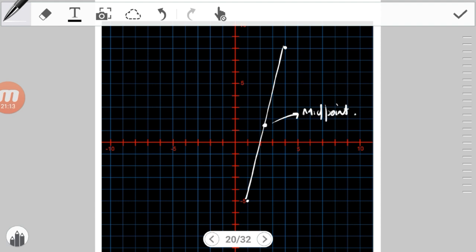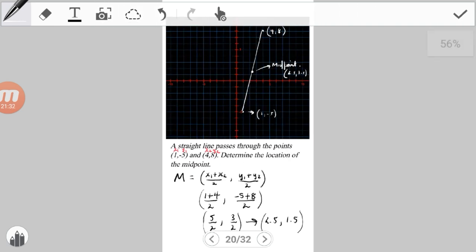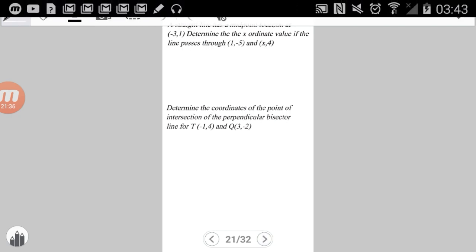Right, perfect. Okay, so that is how we locate our position. So this is (2.5, 1.5). This is the coordinate value (1, -5), and this is the coordinate value (4, 8). Okay, perfect. And that is how we calculate our midpoint. Let's look at maybe another couple of examples.